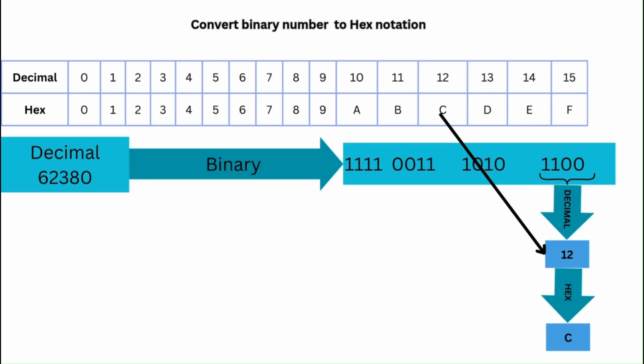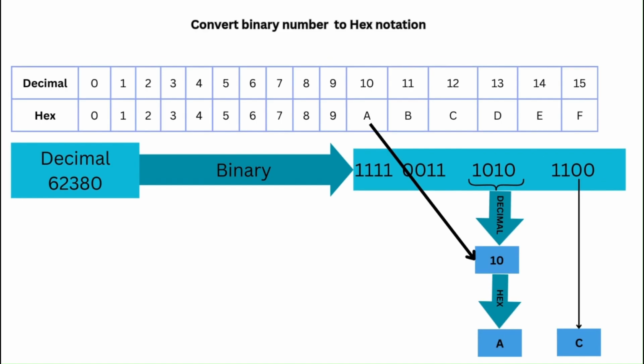Like 10 in decimal, in hexadecimal it is A. Like that, 11 is B, 12 is C. You have to remember this table so that you can easily convert your data. So it is 12, in hexadecimal it is C. Now I will go to the next chunk.